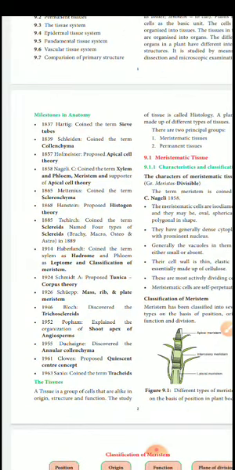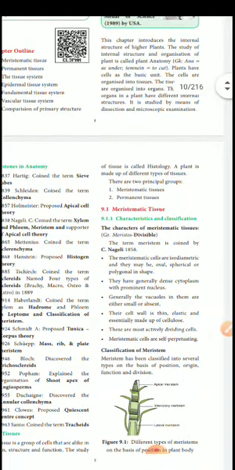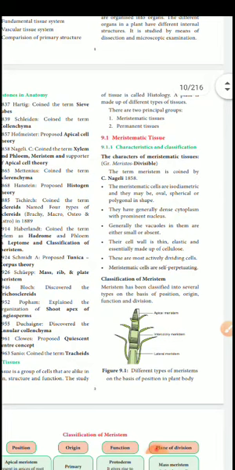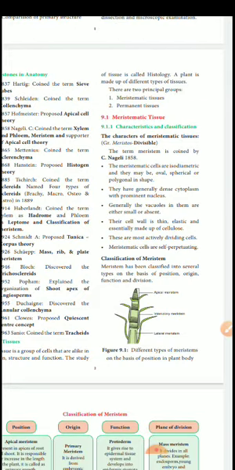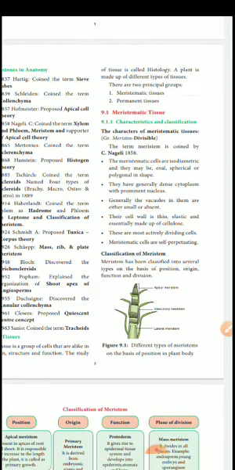A tissue is a group of cells that are alike in origin, structure and function. The study of the structure of tissue is called histology. A plant is made up of different types of tissues. There are two types, meristematic tissue and permanent tissue. The term meristem was coined by C. Nageli in 1858. The meristematic cells are isodiametric and may be oval, spherical or polygonal in shape. They generally have dense cytoplasm with a prominent nucleus. The vacuoles in them are either small or absent. The cell wall is thin and elastic.